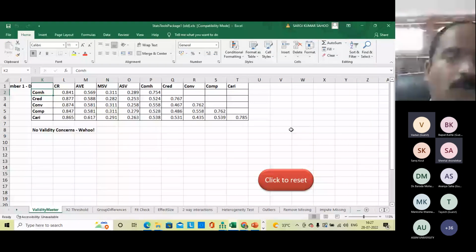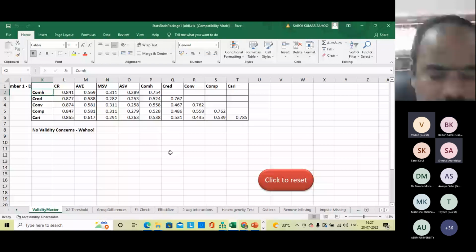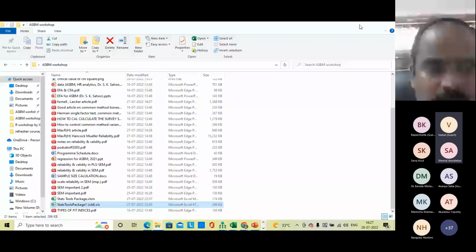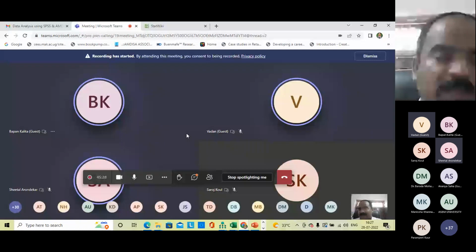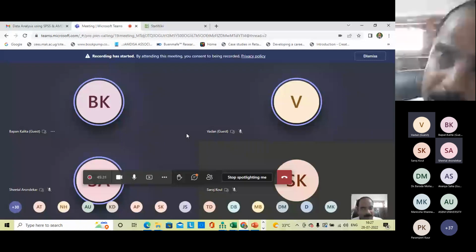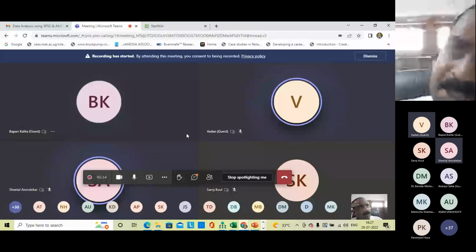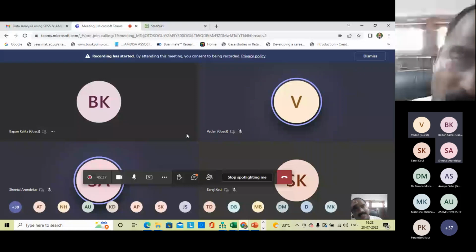See what I was saying, the second criteria of convergent validity. Let me click it. Bapan sir, listen to me first. If you are unable to do it, understand the process, which you can practice later on. Do not worry.